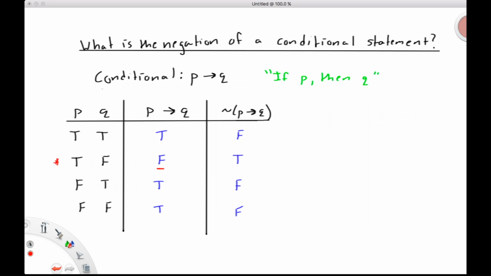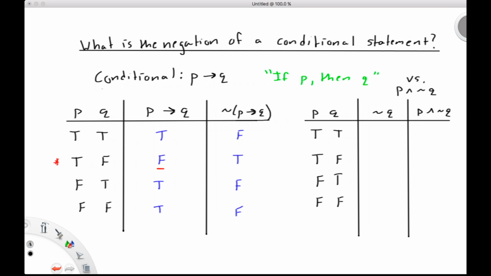But if we compare this to the statement P and not Q, I think what we'll find is that these two are actually very similar. Okay, and so let's build out the truth table for P and not Q as well. First of all, we have not Q that we'll need, and that of course is the negation of column Q. And so when Q is true, not Q will be false, and when Q is false, not Q will be true. And so we have false, true, false, true.